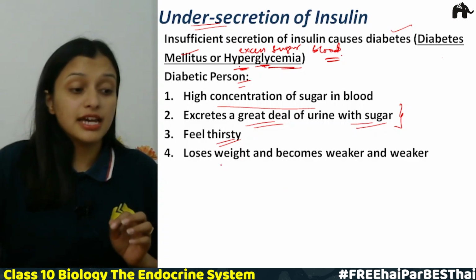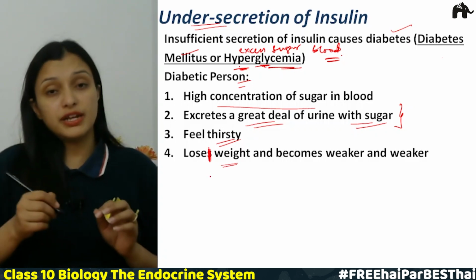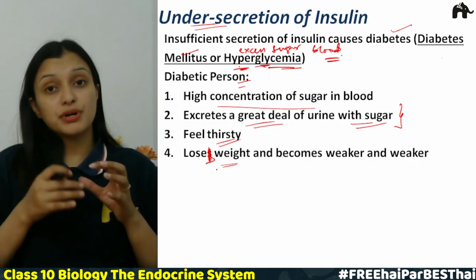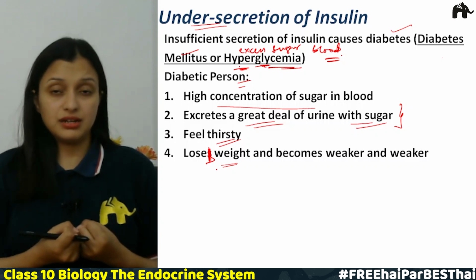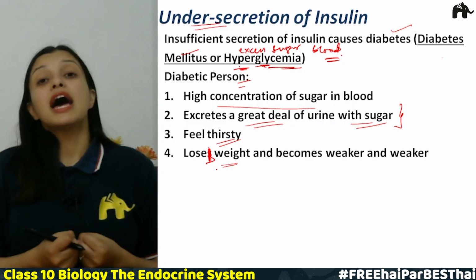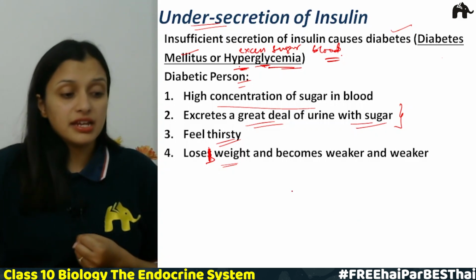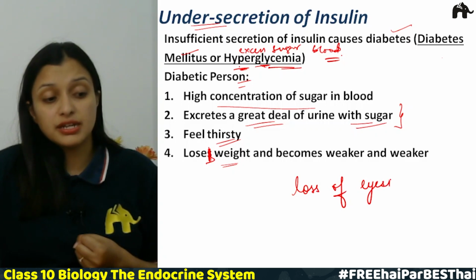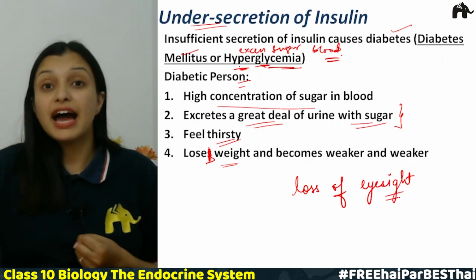The next is there is loss of weight, right? So that person loses weight, and when that person is losing weight, that person is getting weaker and weaker, and in many cases there is loss of eyesight too. So there is loss of eyesight.